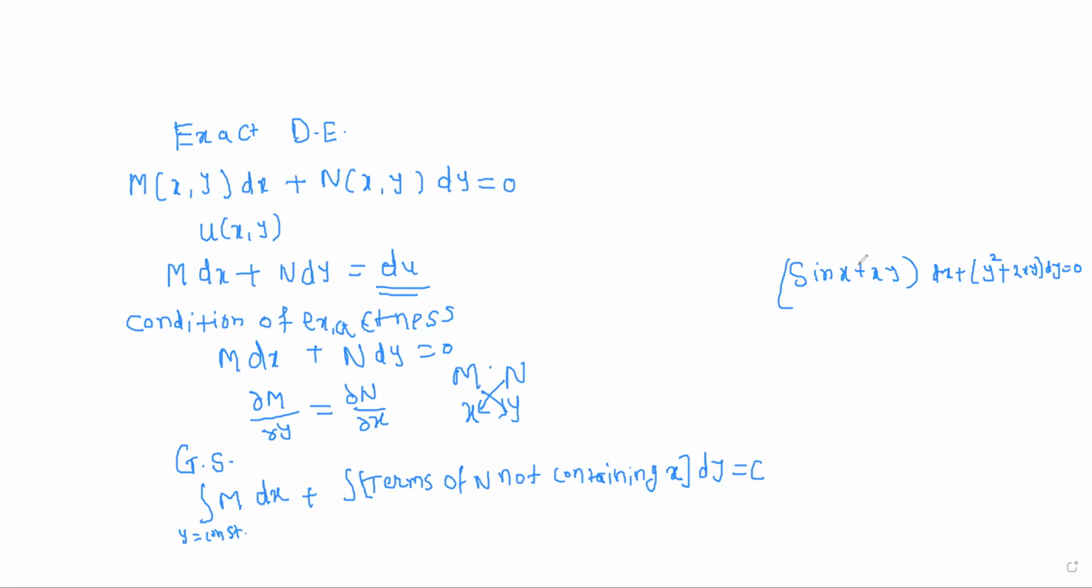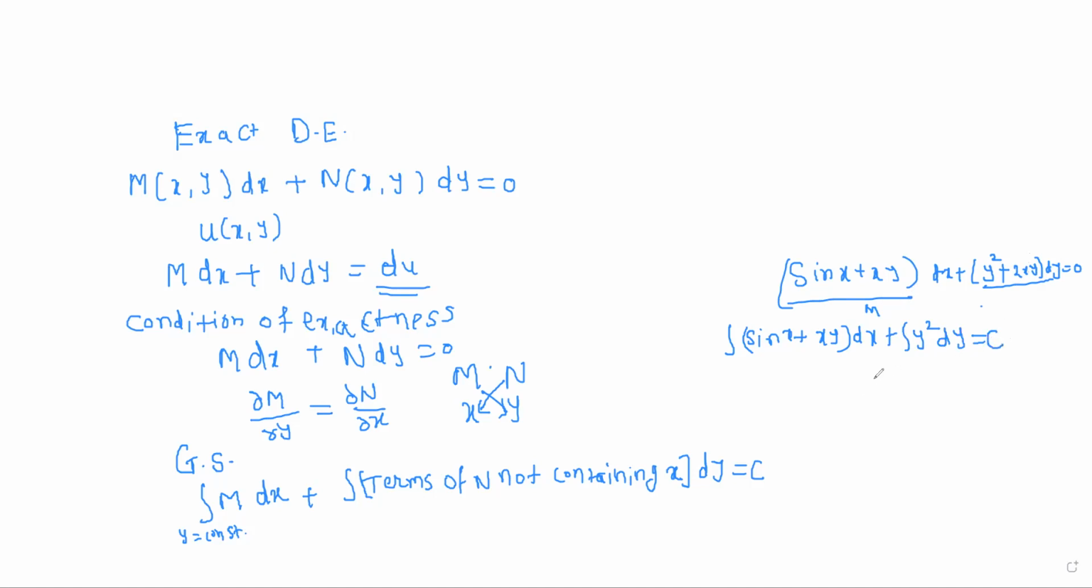So suppose we'll assume it's exact. Then its integration, the general solution, will be the integral of (sin x plus xy) dx, where we'll keep y as a constant, plus terms of N not containing x. This is M. M is nothing but the coefficient of dx and N is nothing but the coefficient of dy. So here, in terms of N not containing x, this term is without x. Let's take that. But this term is having some x, so we'll avoid this term. We'll write only the integral of that term dy is equal to some c.